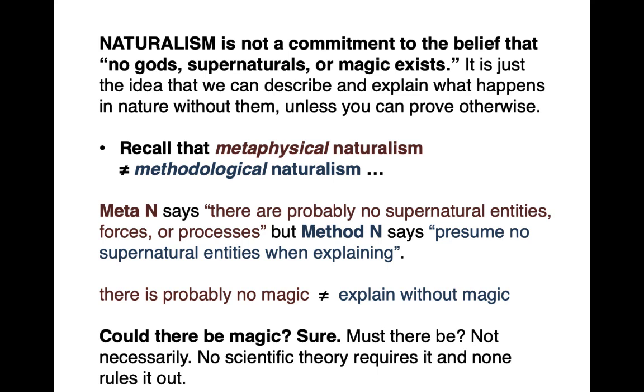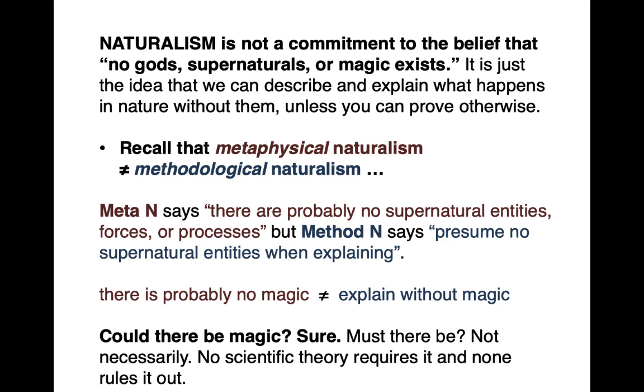Metaphysical naturalism is not the same thing as methodological. Metaphysical naturalism says there are probably no supernatural entities, forces, or processes. And this is based on, well, absence of evidence. It isn't necessary that there are any such things. We can imagine that such things do not exist. We might be wrong.